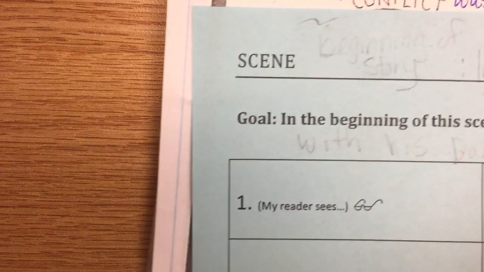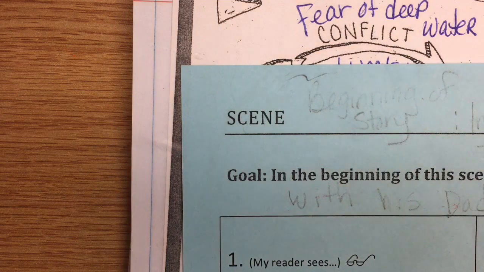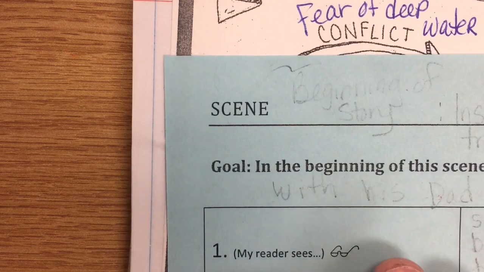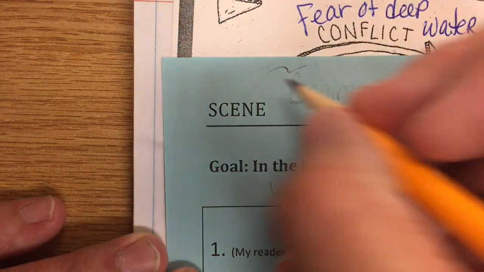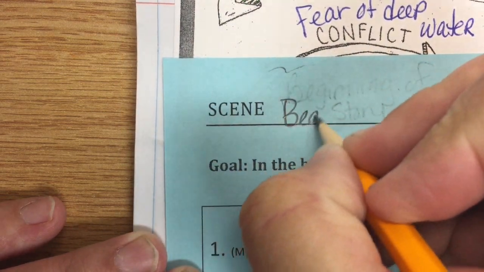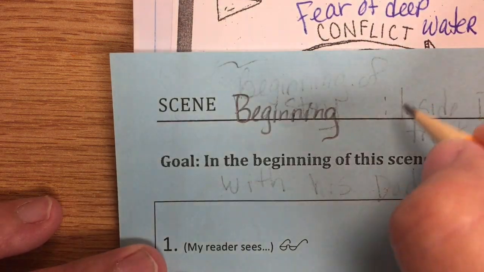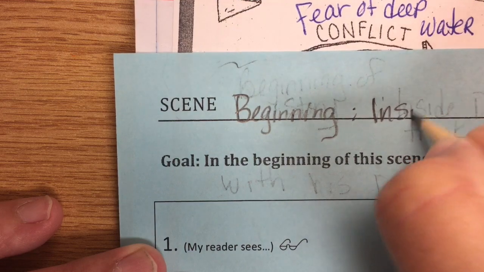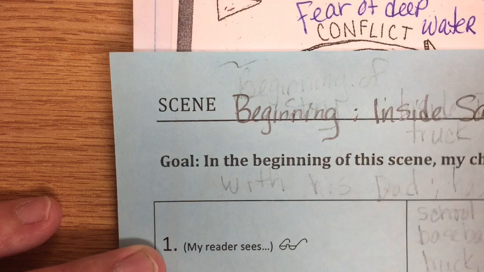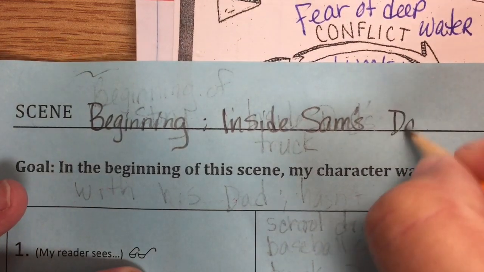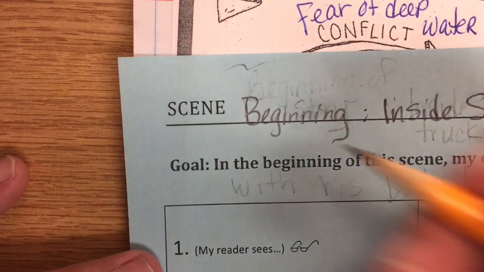First of all, when you're opening up a scene, you have to think about where you're at. That's one of the things that you need to write down. In this particular case, this scene is going to be at the beginning of the story, and where it's at is inside Sam's dad's truck. Okay? And he's picking him up from school.